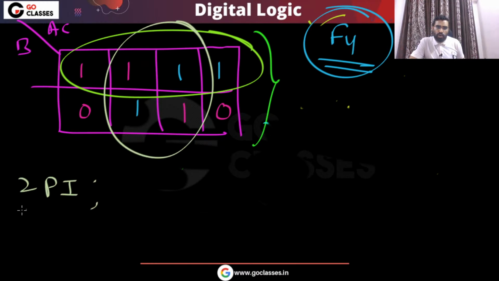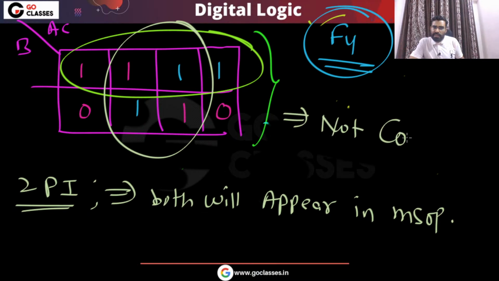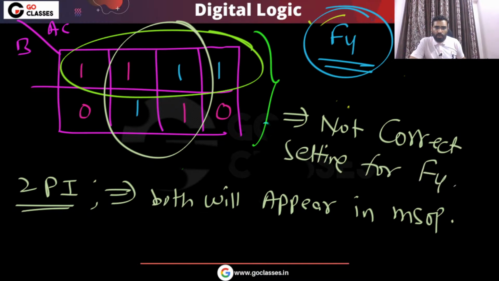In this situation there are two PI, and you can notice both will appear in the minimum SOP. So definitely this is not correct. This is not a correct setting for F4.